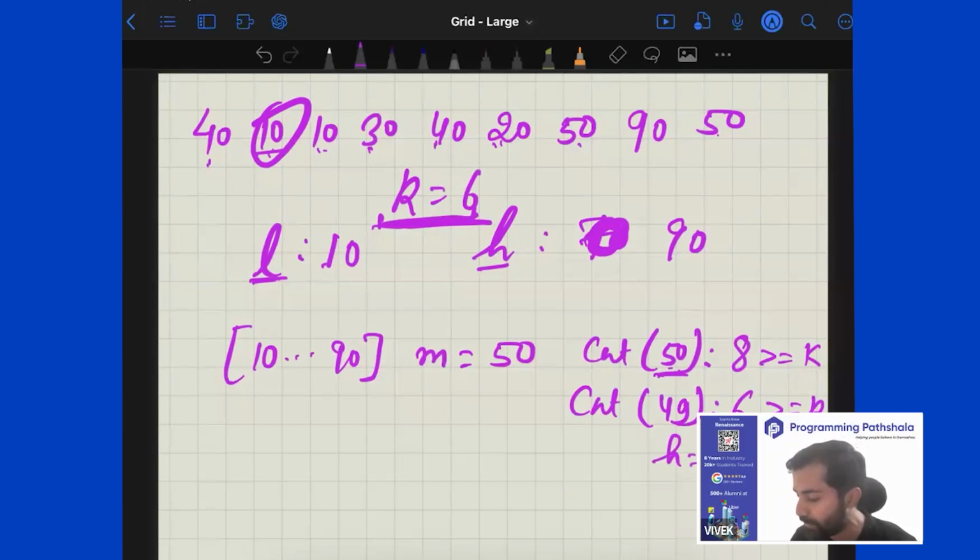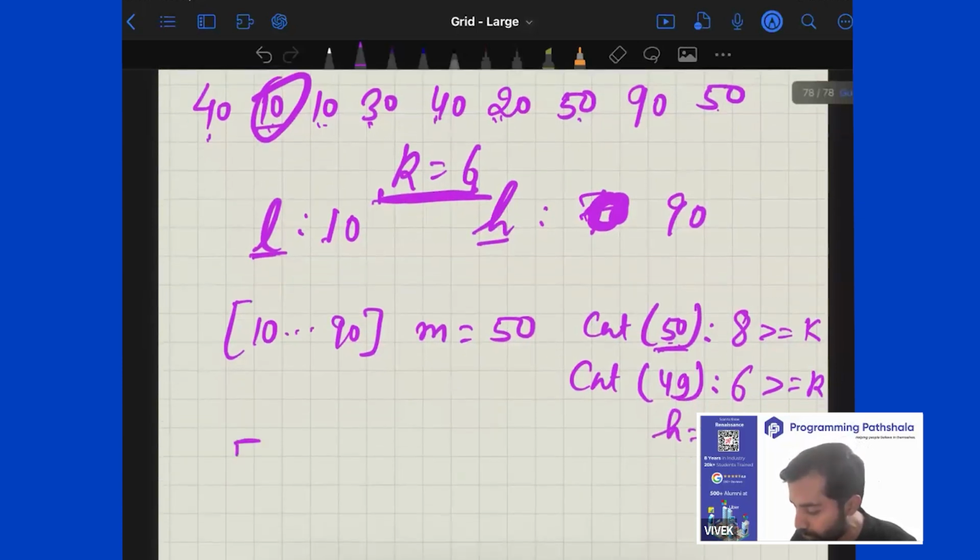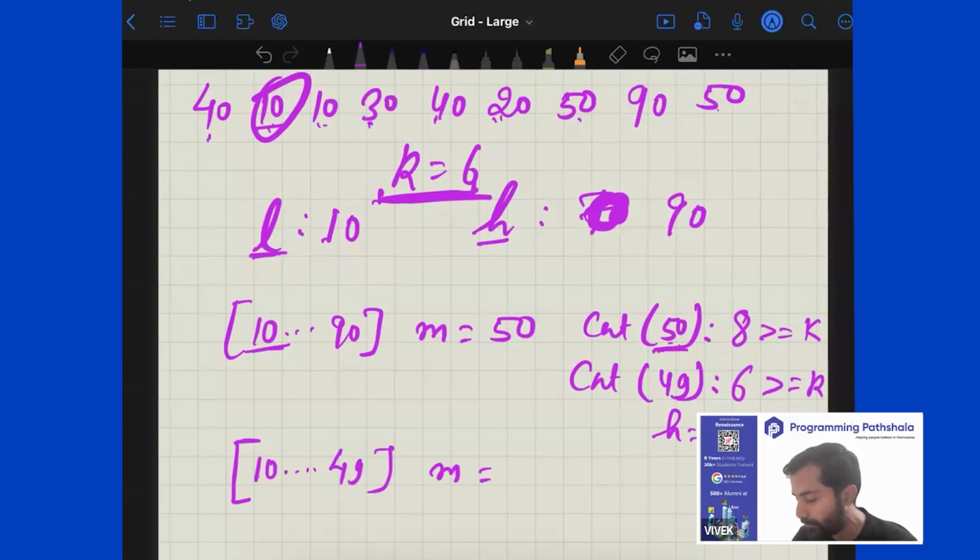When you change your high to mid minus 1, can you quickly tell me what will be your new range? Low will remain as it is. Low will be 10. And what will be your high? Your high will be mid minus 1, which is 49. Very good. Now you will compute your mid again. What will be your mid? 59 by 2. And how much is 59 by 2? Can somebody help me with that? 29, right? Okay. What will be count of 29?